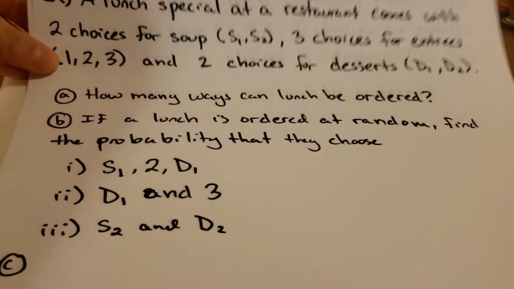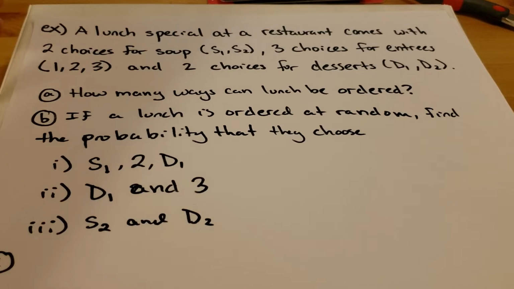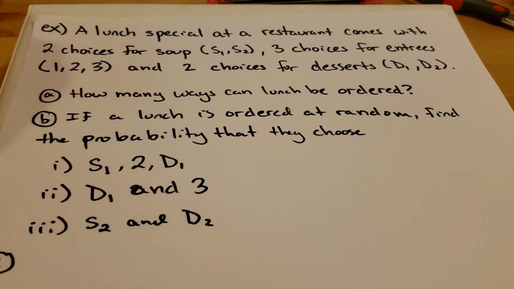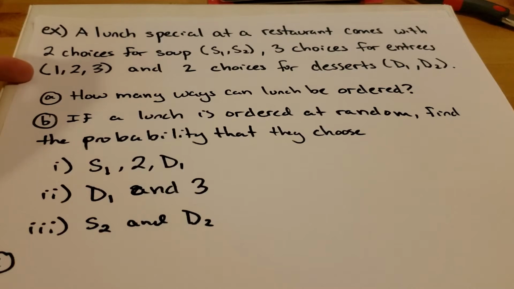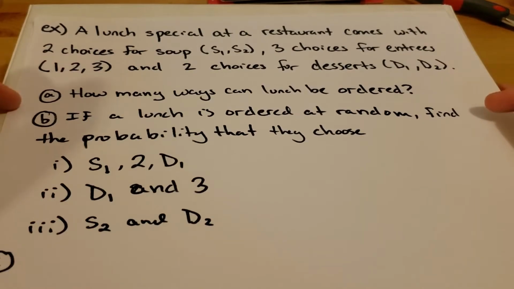Okay, so let's look at an example now. Our example says a lunch special at a restaurant comes with 2 choices for soup, we'll call them S1 and S2, 3 choices for entrees, we'll call them 1, 2, and 3, and 2 choices for desserts that we'll call D1 and D2. Now they're asking us a few things.